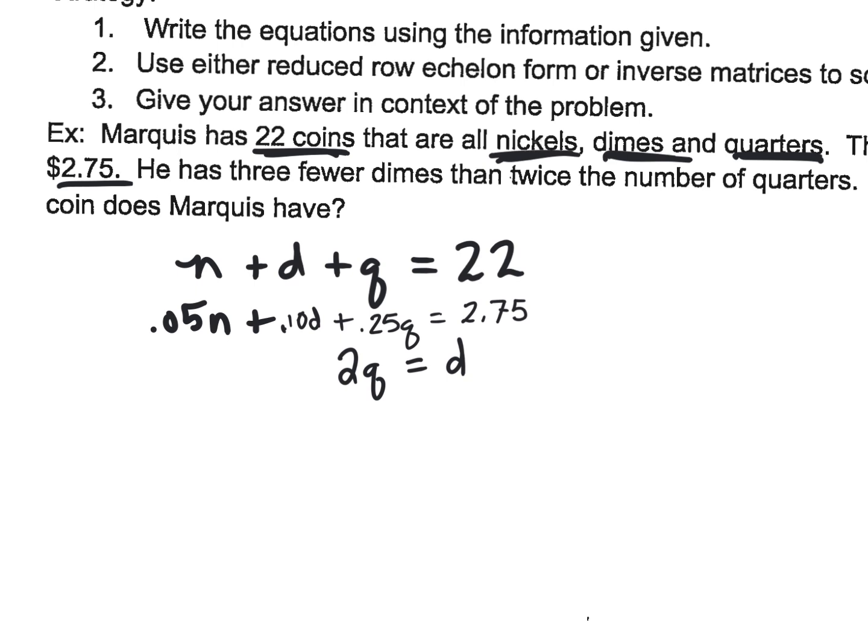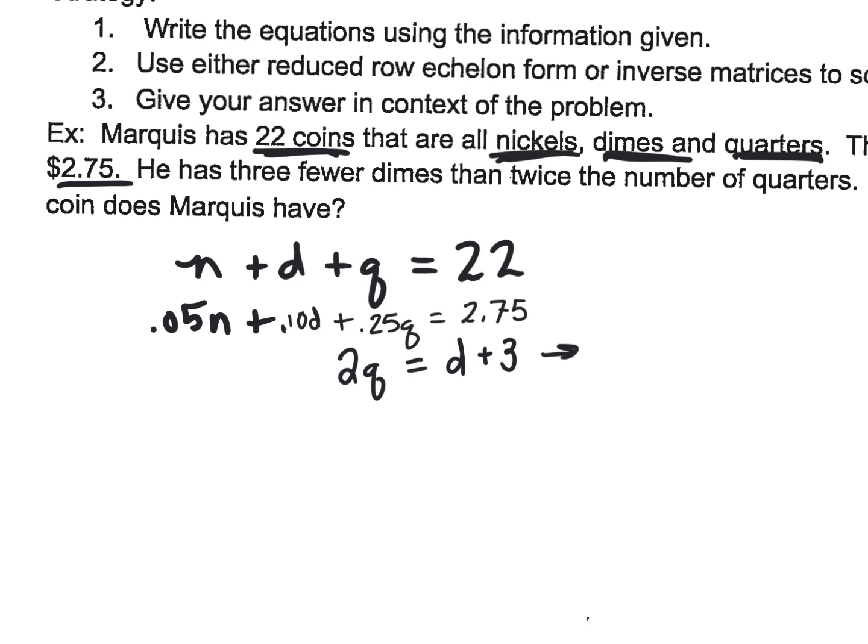See, you want to say minus, but he has 3 fewer dimes than twice the number of quarters. So if he has 3 less, then to get the same number on both sides, we would have to add 3, wouldn't we? Now, this guy needs to be turned into a form like the rest of them. So if I want to turn that into the form like the rest of them, I need to take my D and move it to the other side, don't I? Do you get it?